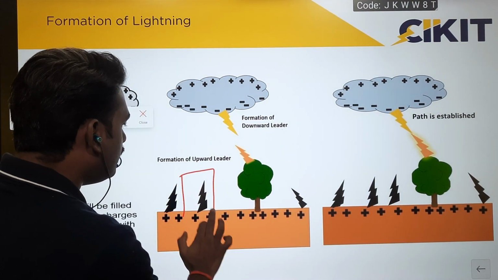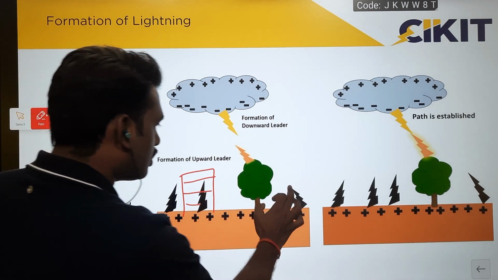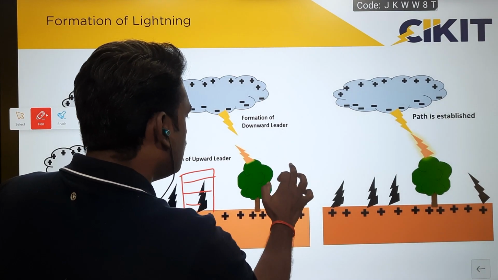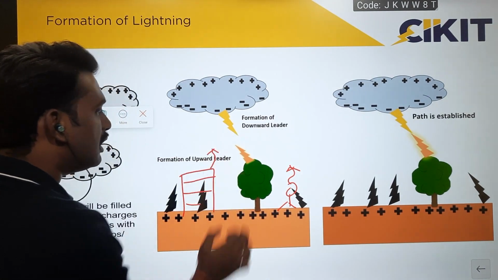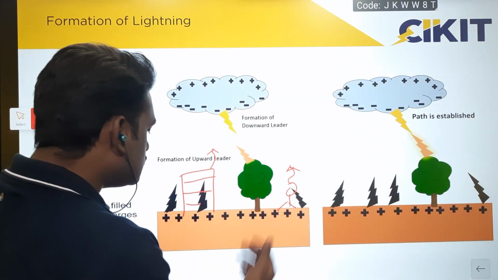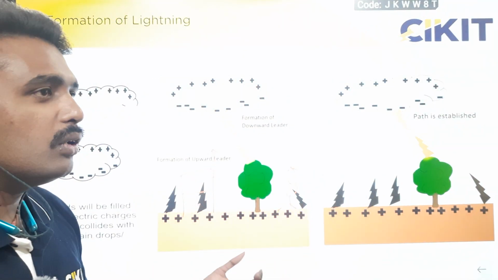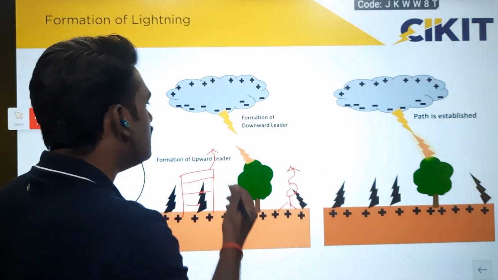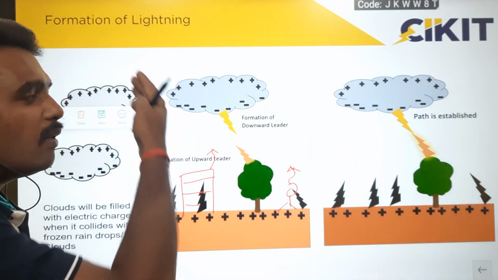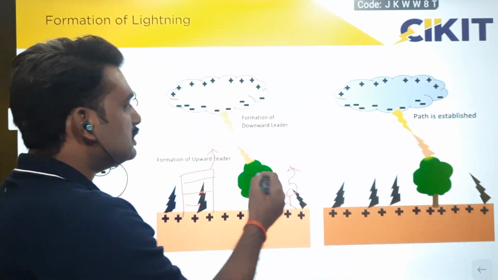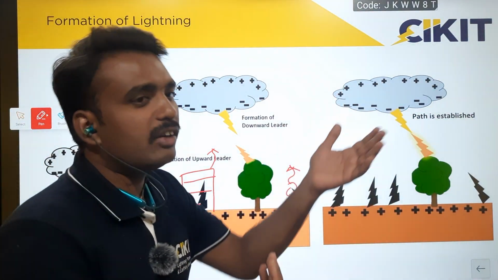Because of this, opposite charges will get induced on all the objects that are connected to the ground. For example, if you take a building, this building will also send a positive trigger. If you take a person standing there, the person will be sending a positive trigger. Any other objects standing on the ground will also send the positive trigger. But the path will be closed through the positive charges which reach the negative charges first.